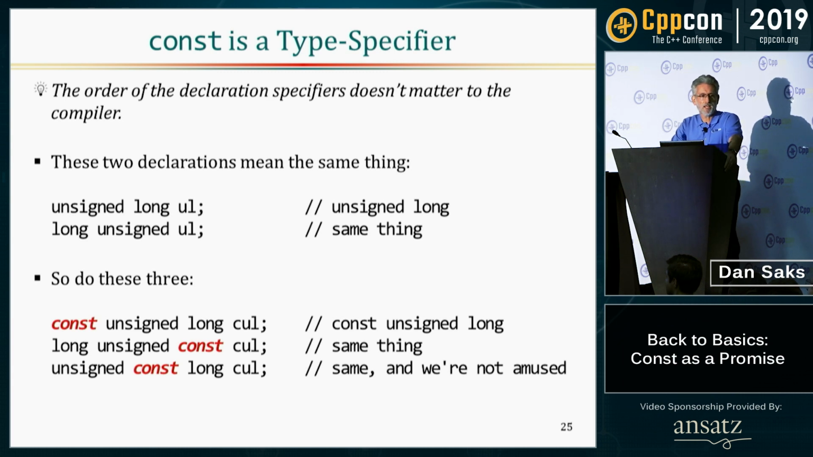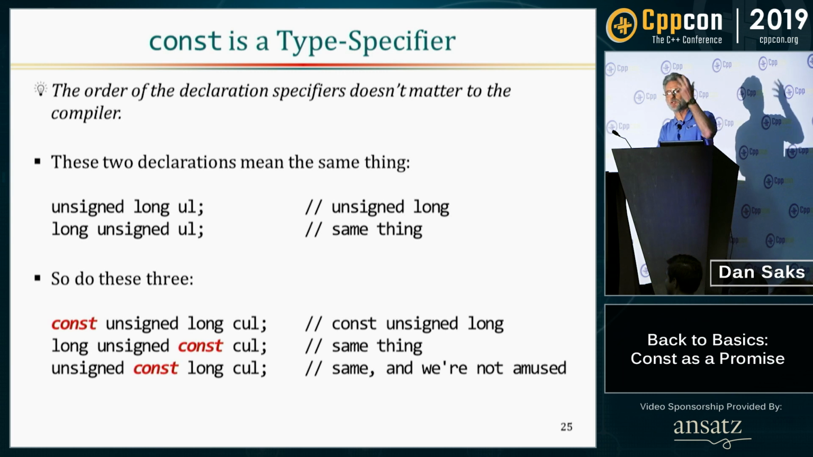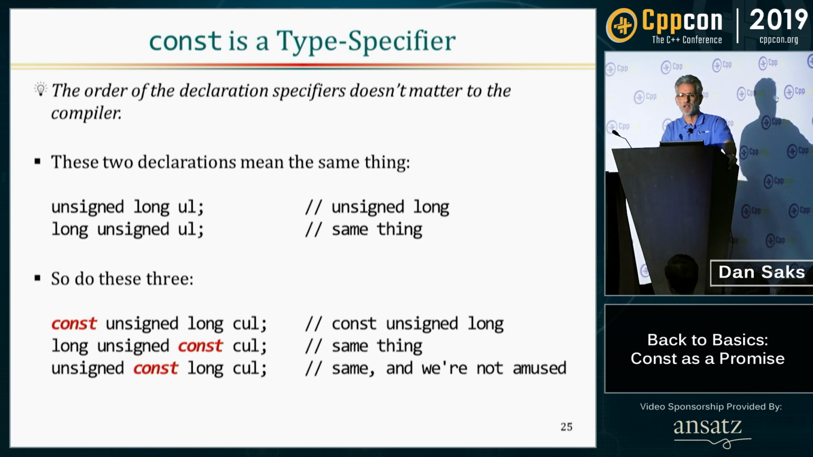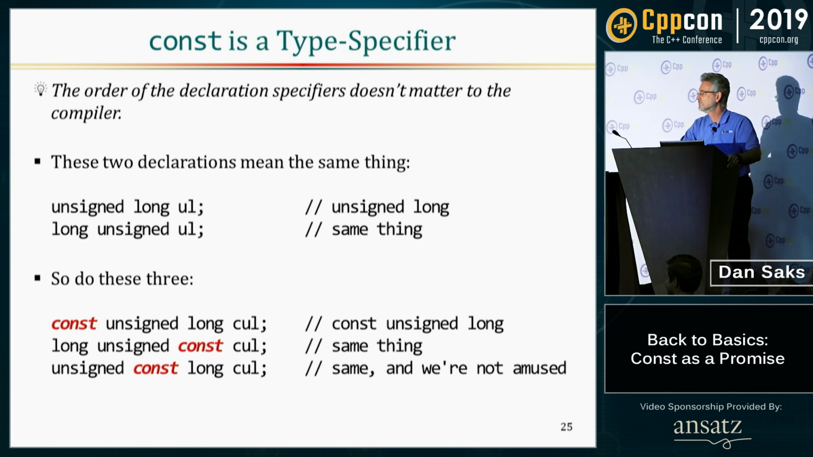Okay, you can think of it as the compiler comes in there and just scoops up all the declaration specifiers and dumps them on the table and sorts them out like Lego bricks. It doesn't care what order you write them in. And of course, this opens for very heated discussions, right?